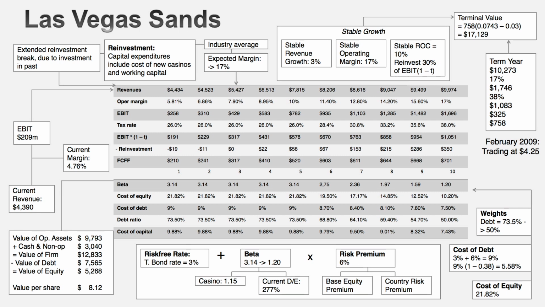The stock was trading at $4.25. It's a bargain, right? You should go out and buy it. But here's the catch. This is my value for Las Vegas Sands, assuming it makes it as a healthy company, right? What am I worried about? That it might not make it. That's not reflected in this valuation. It's not reflecting the cash flows. It's not reflected sufficiently in the discount rate.